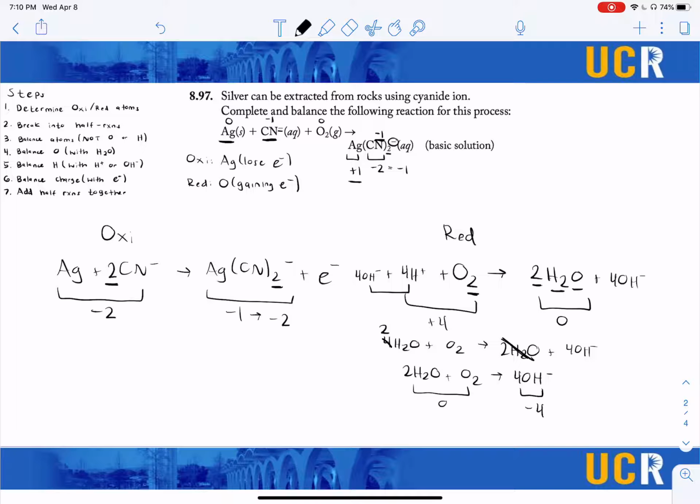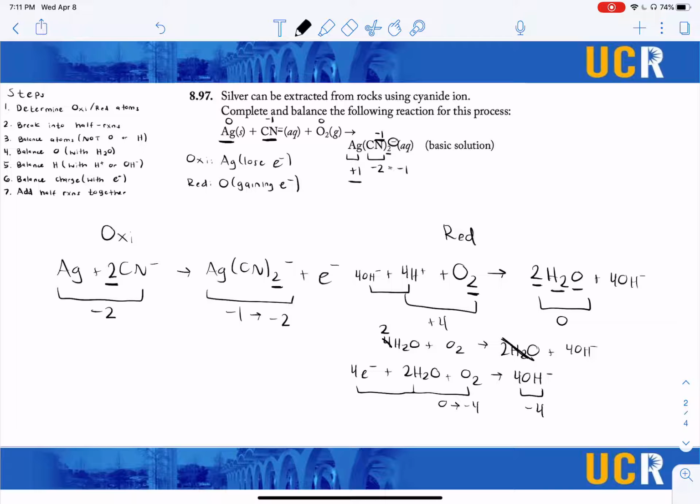So to balance the charge in this one, we're going to add the electrons to the left side. Since we have a charge of -4 on the right side, we should add 4 electrons to the left side. Perfect. So now we have 4 electrons on the right side. Now everything is balanced because this creates a charge of -4. So now both reactions are balanced in charge and atom count.